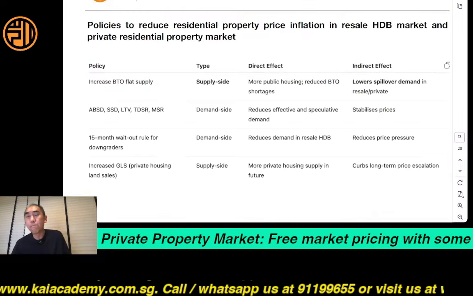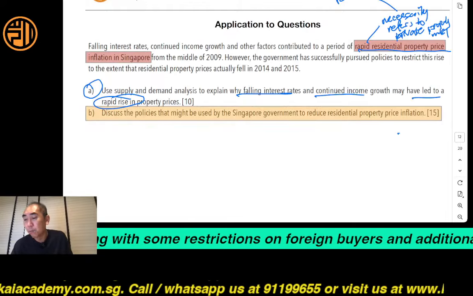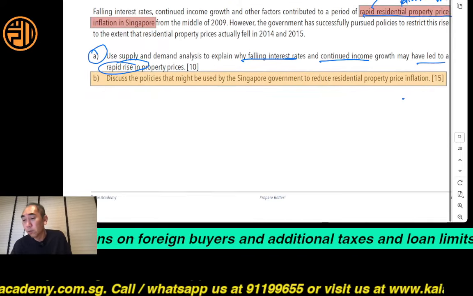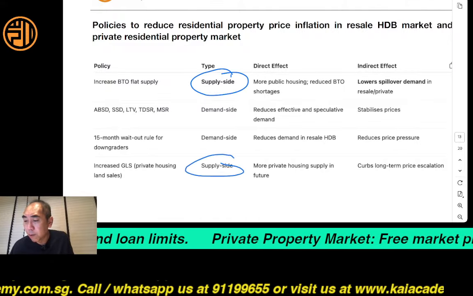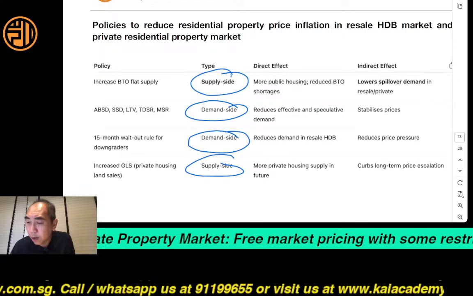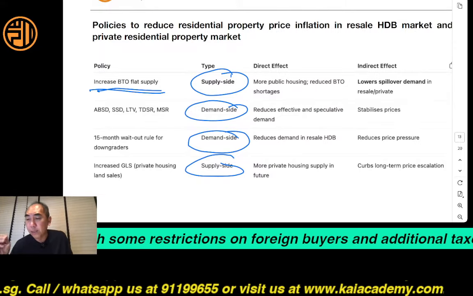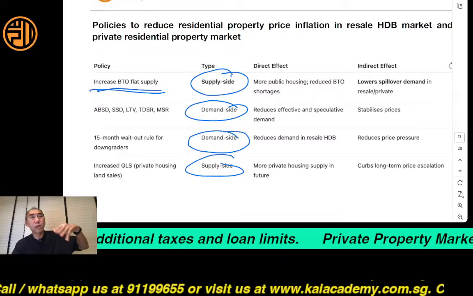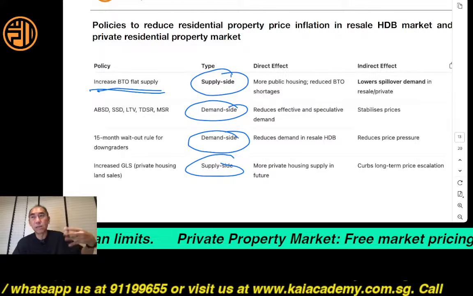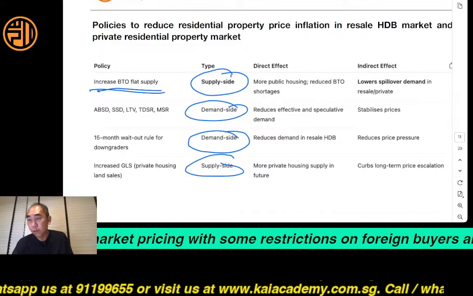So we need to present certain policies. For part B of this question, I'm focusing primarily on part B. Discuss policies that can be used. So we can classify policies into supply side policies or demand side policies. The key policy I want to focus on first is the increase in the flat supply for BTO. So the government, remember, every quarter they have a planning horizon to decide how many units of property they want to release into the market.